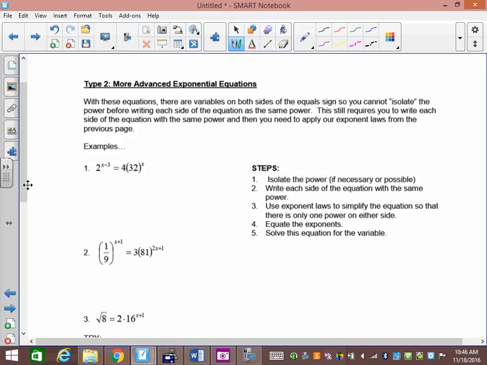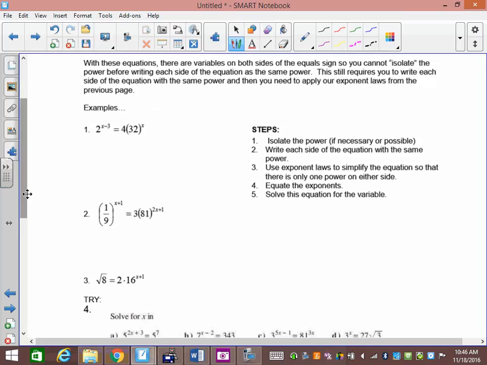Okay? So that last one we had looked kind of like this, right? Not the last one, sorry, the second last one. But it had a 5, and there was no way I could make a 5 be a 2, so I needed to do something in order to get that to work. But if I look at this one, I have a 2, a 4, and a 32. I can make them all be base 2. So let's do that first, okay?